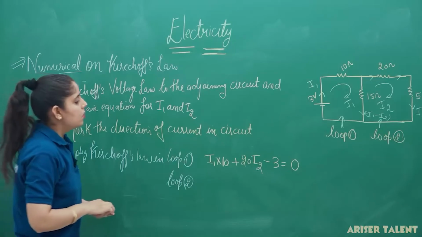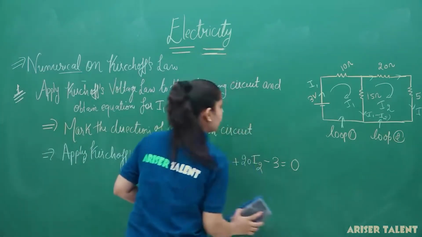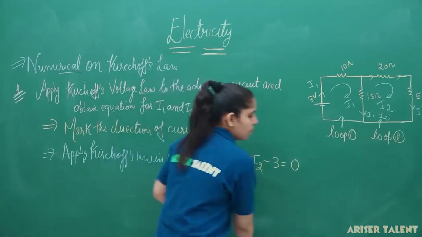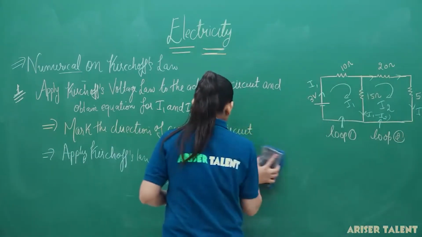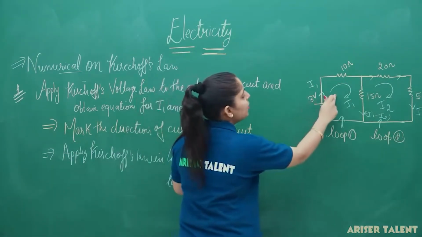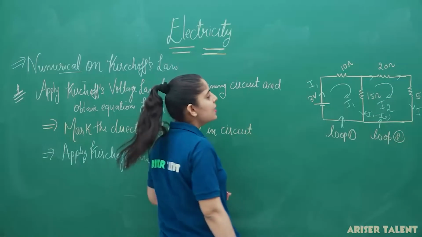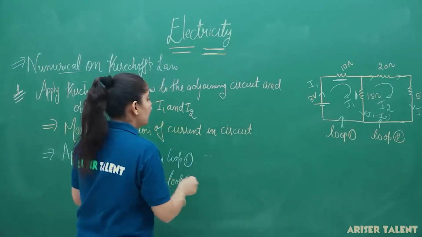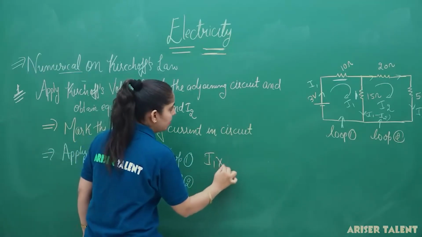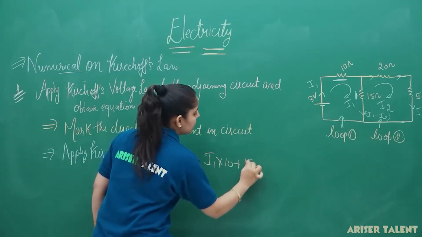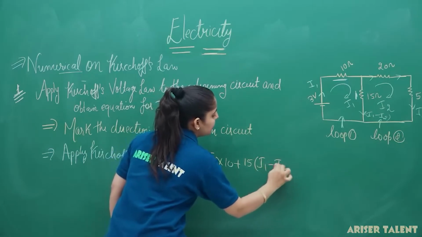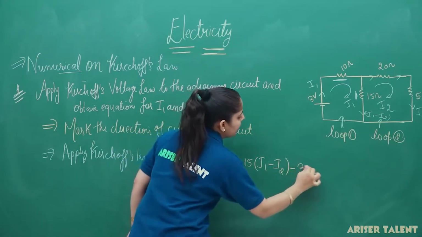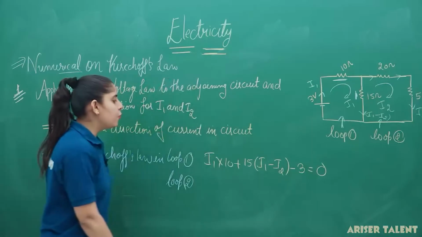Now, loop 2. This is our 15. This is our loop 1, and how many resistances are coming in loop 1? 10 ohm and 15 ohm. So what we will do here? We will write 10 I1 plus 15 (I1 minus I2) minus 3 equal to 0. So this is our equation for loop 1.